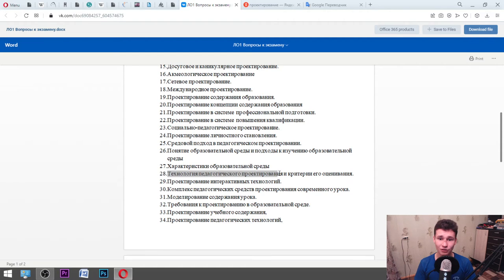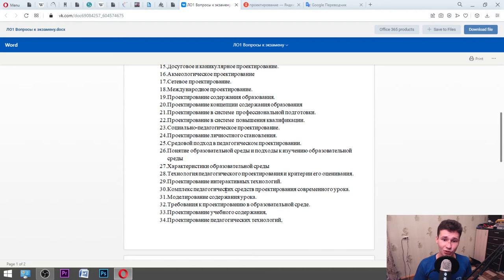Technology of pedagogical project creating and criterias of this, I don't know how to translate it. Assessment, yes. Оценивание. It means that we say it is good or not. Technology of project creating, okay. Project creating of interaction technology. Interaction means that we are speaking side to side and our feedback is going so fast between us.